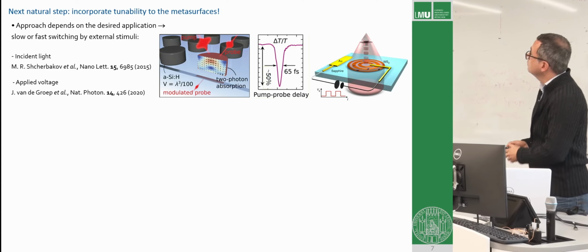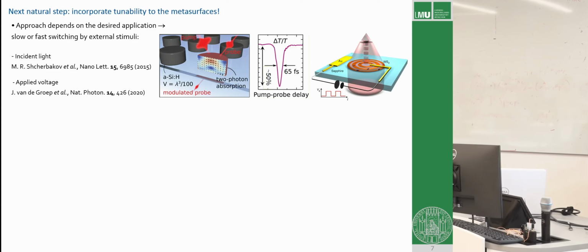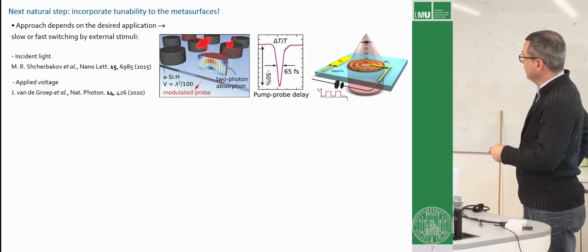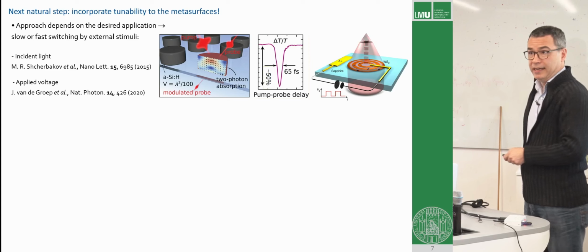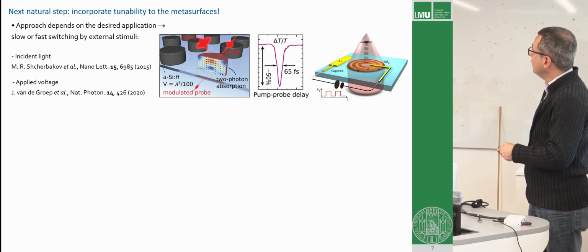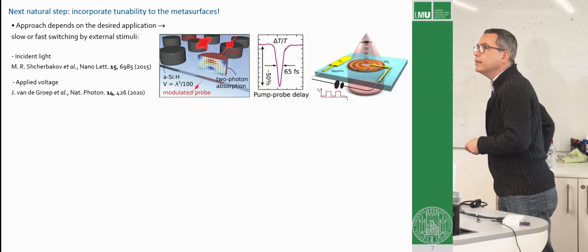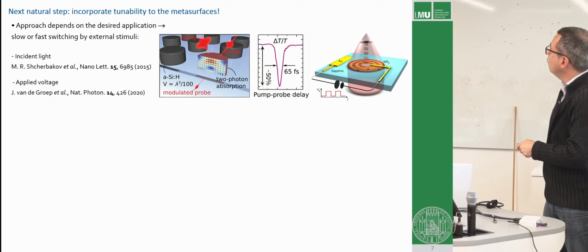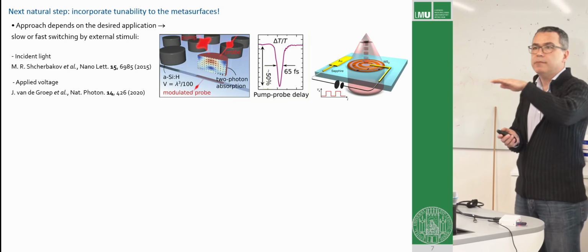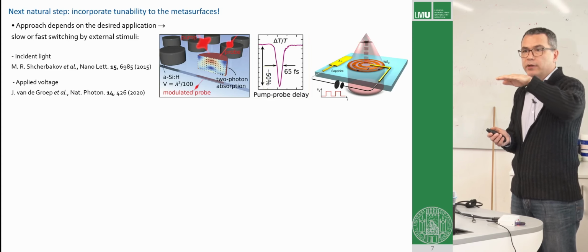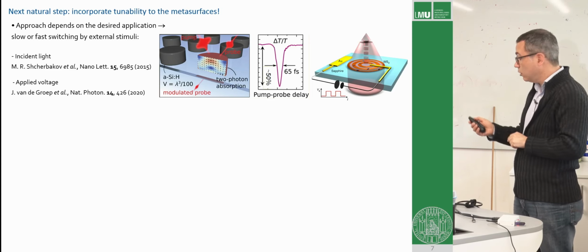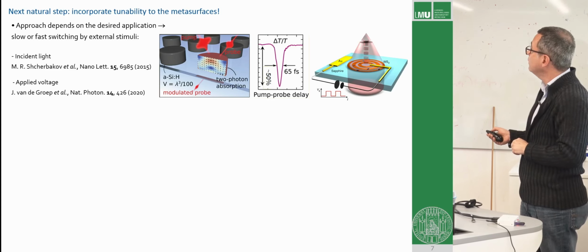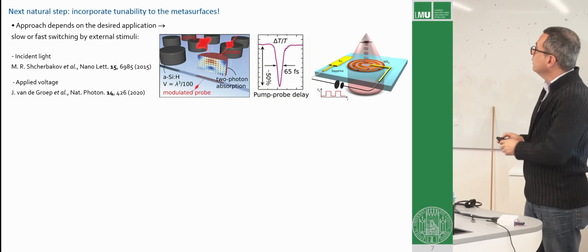Another possibility of changing the properties of a metasurface is in a system like this, which is applying an external voltage. In this case, the metasurface was composed of concentric circles of tungsten disulfide, right, on a sapphire substrate. And when you apply a voltage in this material, so this 2D material, you can change, by exploiting the Stark effect, the position of the exciton resonance that you have naturally in this material, right?